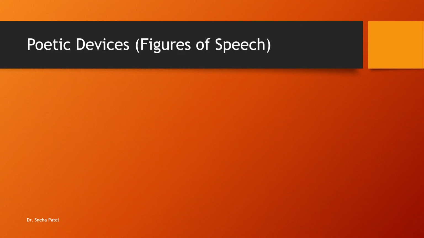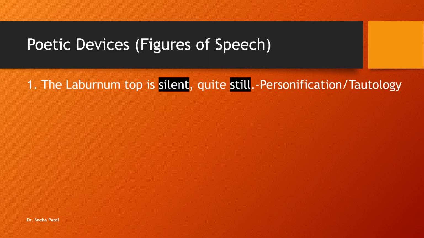Let us identify the figures of speech or the poetic devices used in this poem. The laburnum top is silent, quite still. Here, laburnum top is given a human quality, that's why it's personification, and also silent and still are synonymous terms, meaning is same. So it is also a tautology.